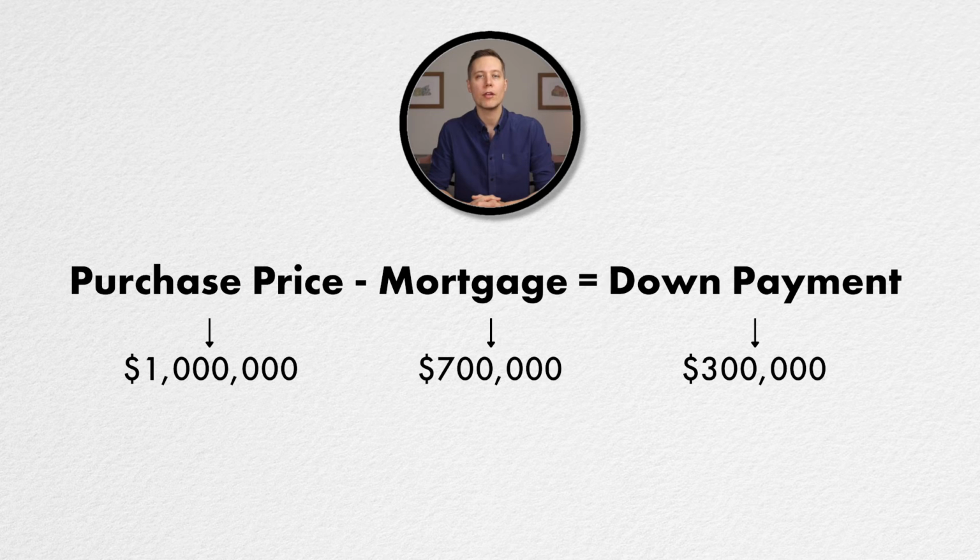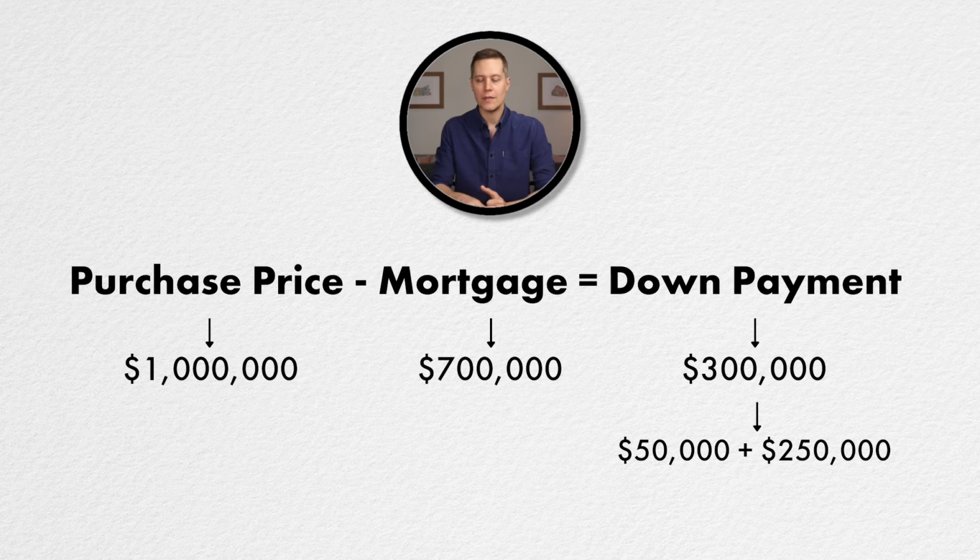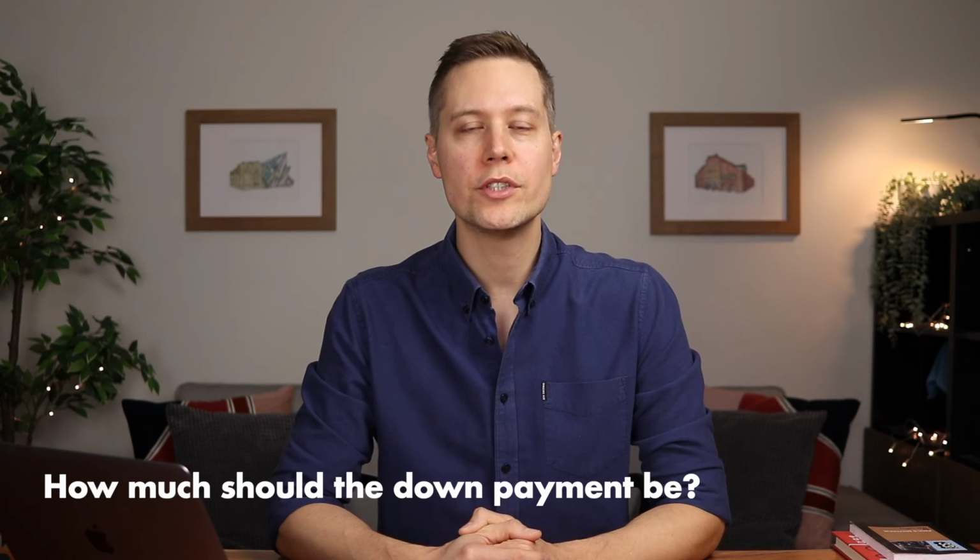The down payment is typically paid in two chunks. The first chunk is your deposit, which is at the beginning of the transaction, and your second chunk is the remainder of the down payment, which is paid at the end of the transaction when it closes. So using that $1 million example again, if you have a 30% down payment, so $300,000, you're going to give 5% as a deposit, $50,000 at the beginning of the transaction. And then on the closing of the transaction, you're going to give the other 25%, so $250,000, and then your $700,000 mortgage.